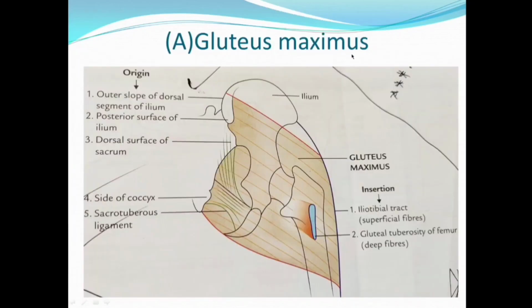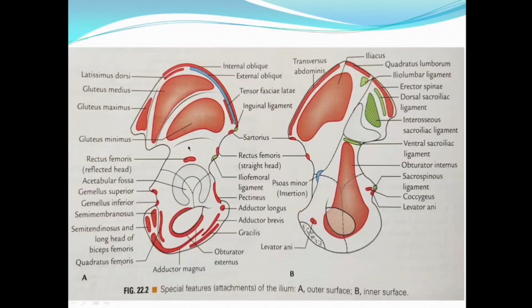First, we will talk about the gluteus maximus. Firstly, it arises from the outer slope of the dorsal segment of the ilium. As I had already said, the iliac crest is divided into a larger ventral segment and a smaller dorsal segment. So the origin is from the outer slope of the dorsal segment of the ilium. Next is from the posterior surface of the ilium. This we will understand through this diagram.